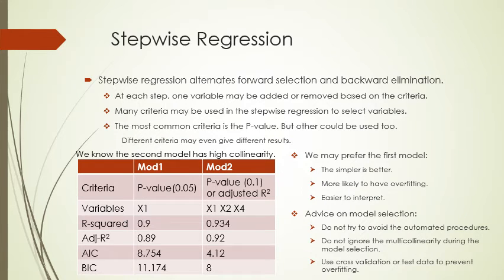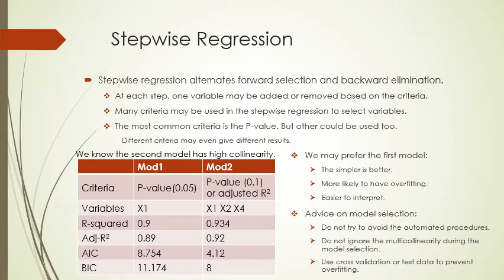Another popular selection procedure is stepwise regression. It alternates forward selection and backward elimination. Forward selection starts with nothing in the model and adds the most significant variable. Backward elimination starts with all the predictors and removes the least significant one. At each step of the stepwise regression, one variable may be added or removed.